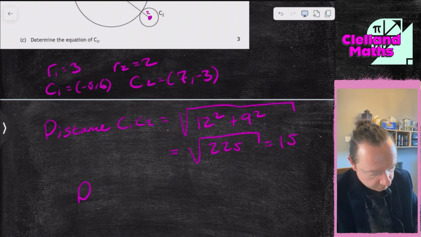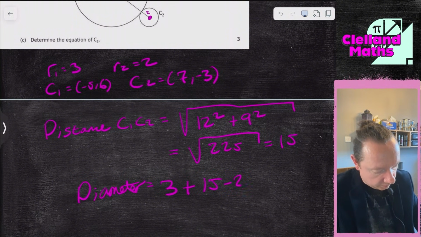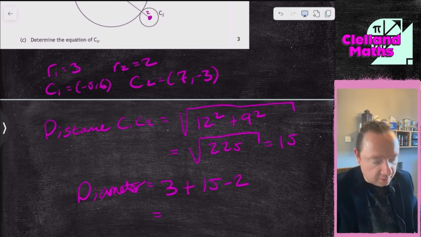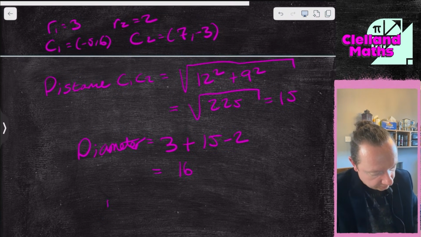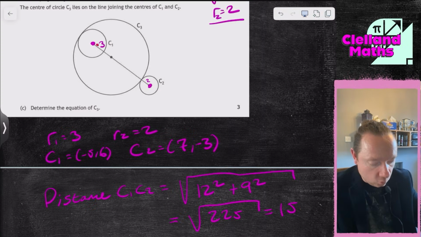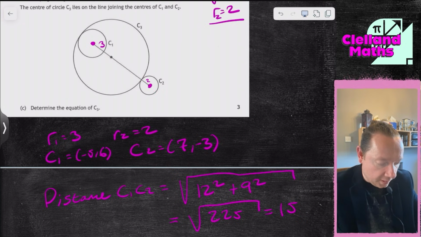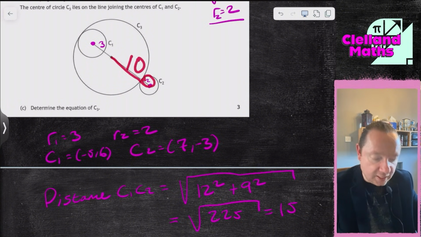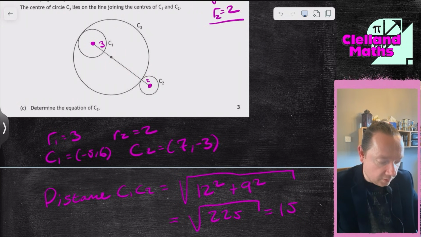So the diameter is 3 plus 15 take away 2, which is 15, 16, 17, 18, minus 2 is 16. So the radius of C3 is half of that, which is 8. So I've got one bit of the information now. This whole line, we know that this bit's 8, and then we've got 2 extra, so that's 10. And what about the other side of that line? Well, the distance between centres is 15, so that must be 5. So it must be 5 and 10.